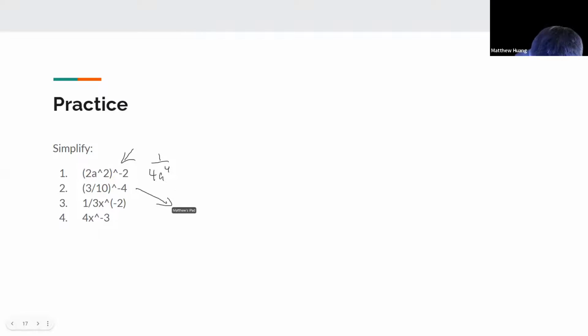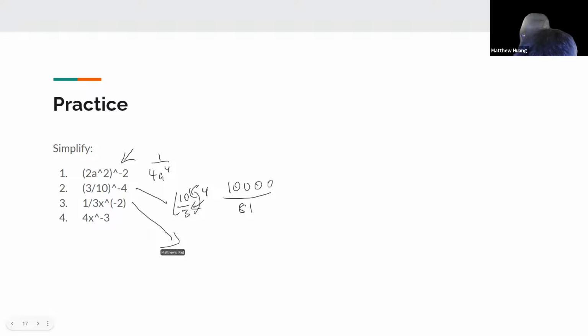This one turns into, okay, so this one, I might just write out the steps. It might be a little bit confusing just because it's a fraction. To get rid of the negative exponent, you swap between the numerator and the denominator, remember? So this just turns into the reciprocal. And then from there, you could just apply the power of fraction rule, turns into 10,000 over 81, but you don't need to do that. And then this third one, it's 1 over 3x to negative 2.